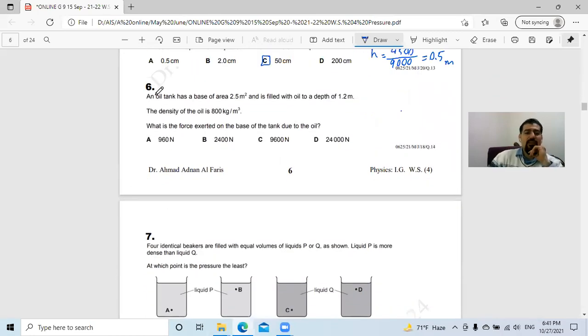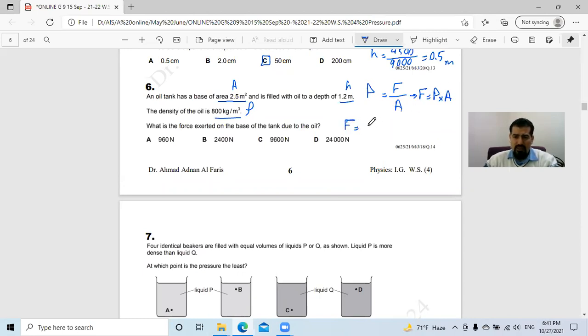Now, question number six. An oil tank has a base area of 2.5 meters squared, and it's filled with oil to a depth of 1.2 meters. The density is this amount. What is the force acting on the base area? Now we know that pressure equals force over area. So by doing cross multiplication, force equals pressure multiplied by area. Now I have to find the pressure first.